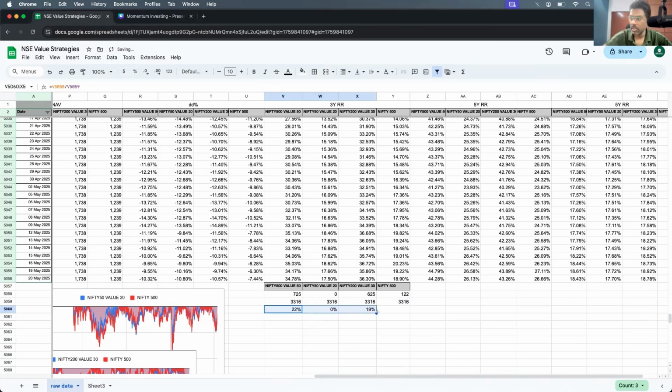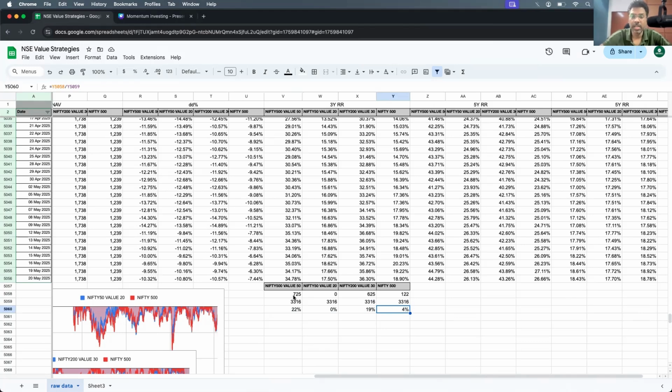And that number is 20% for Nifty 200 value 30, and for Nifty 500 is only 4%. So the benchmark also did decently well. If you're invested in Nifty 500 and stayed for 3 years, there was a 96% chance that you would have gotten positive returns. So that's the key takeaway that I had from Nifty 50 value 20.